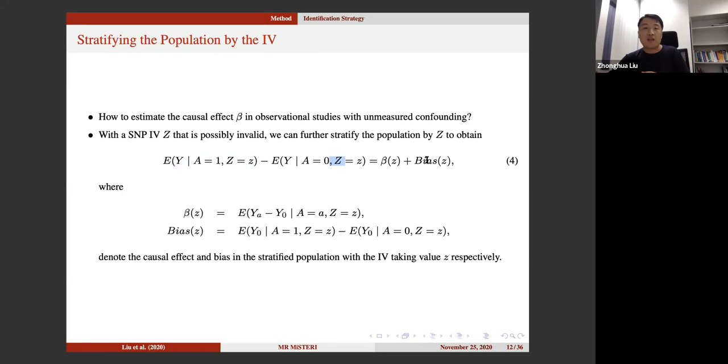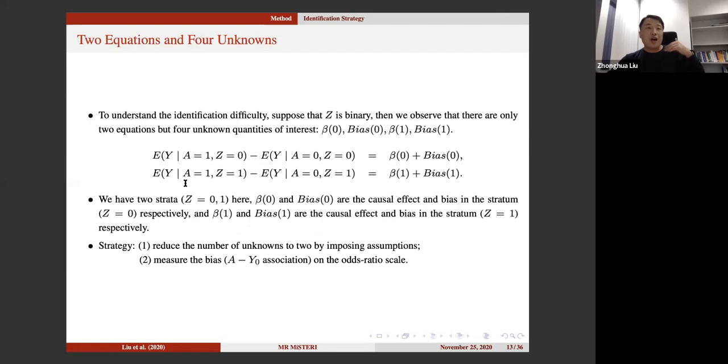So this beta Z and bias Z are the stratum-specific causal effect and the stratum-specific bias. Of course, they depend on the value of Z. To understand the identification difficulty, how difficult it is to identify the causal parameters, let's suppose for now that Z is binary. Of course, in general, Z can be anything, but to see how difficult the identification is, assume Z is binary.